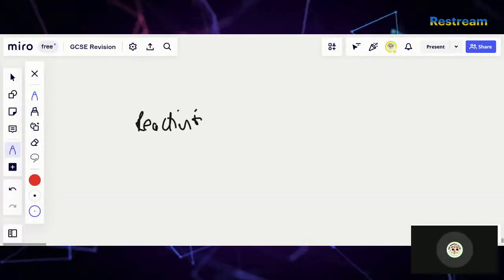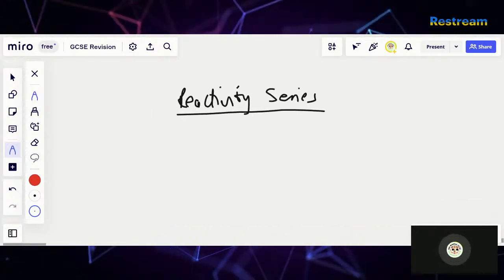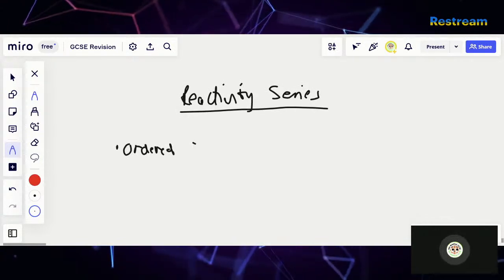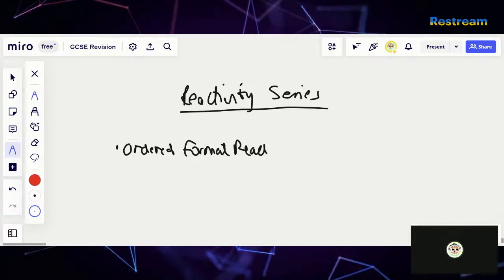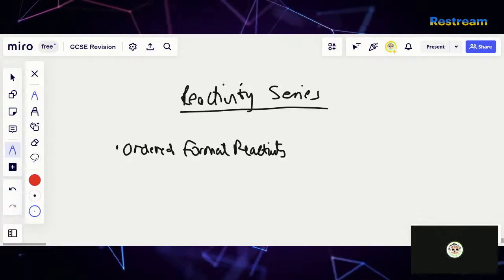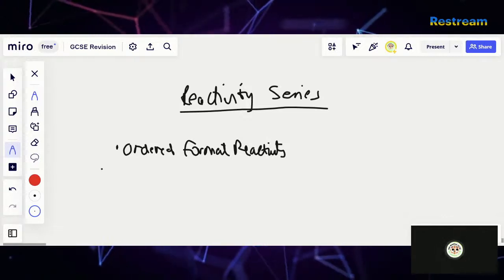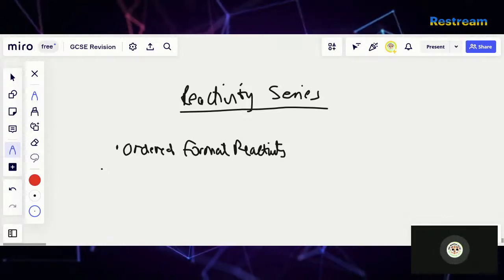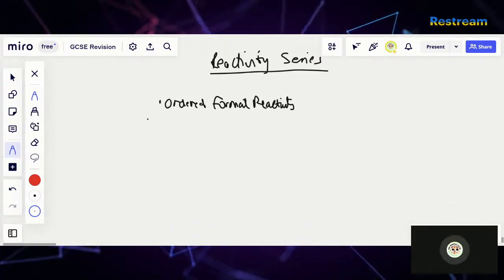So first, let's talk about the reactivity series. The reactivity series is a group of metals ordered in the format of their reactivity. So the most reactive is at the top and the least reactive is at the bottom. So there's a couple of approaches you can do with this question. There's 4 different approaches. So I'm going to just choose and talk about 2.